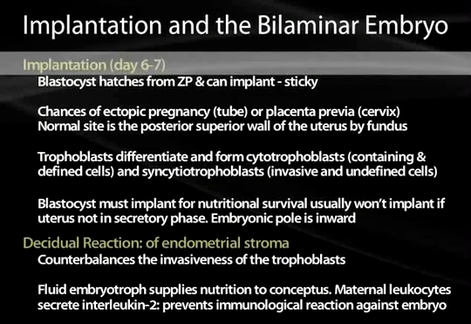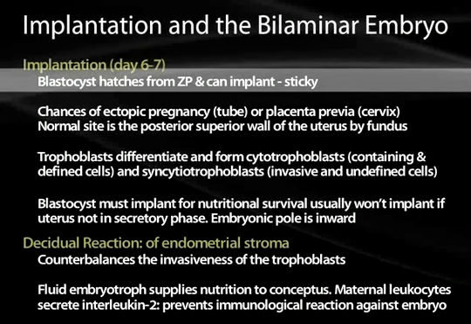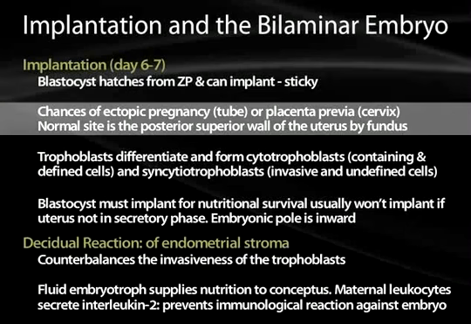As we move to implantation in the bilaminar embryo, we've talked about the fact that the blastocyst will hatch from the zona pellucida, which makes it sticky. There'll then be chances for ectopic pregnancy if it has not made its way to the uterus, or if it implants somewhere other than the fundic region, for instance over top of the cervix. That's known as a placenta previa, which is a high-risk pregnancy, since the placenta needs to be broken and passed through the cervix during pregnancy, or it can be susceptible to early injury because of being open to the cervical os.